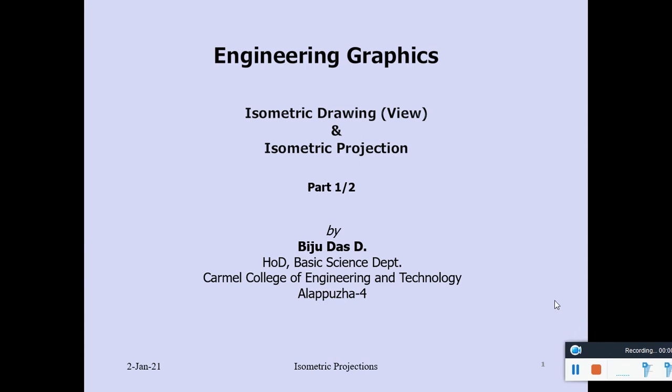Welcome once again. In this class, I would like to explain about isometric view. Actually, this isometric drawing is drawn to understand the machine parts with the three dimensions, that is length, height and depth. This isometric drawing is divided into two types. One is isometric view and the other is isometric projection.